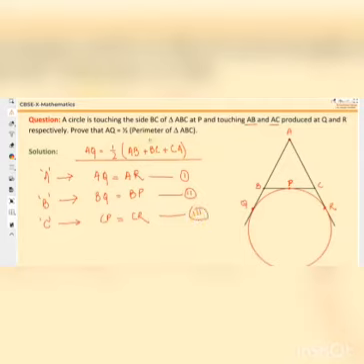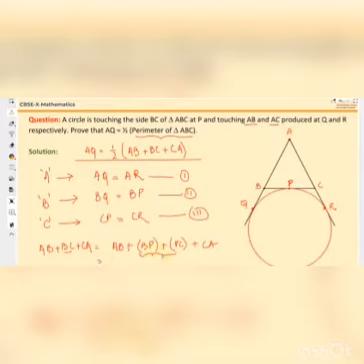Now, let me see what is the perimeter of ABC. The perimeter of ABC means AB plus BC plus CA. And now I can write it in this way: AB plus, in place of BC, I can write BP plus PC. Understood? BP plus PC is nothing but BC. So I have just broken this BC into two parts, plus CA. So CA is as it is.